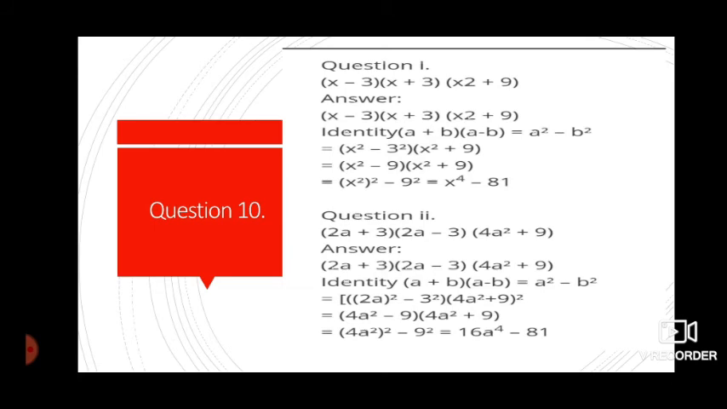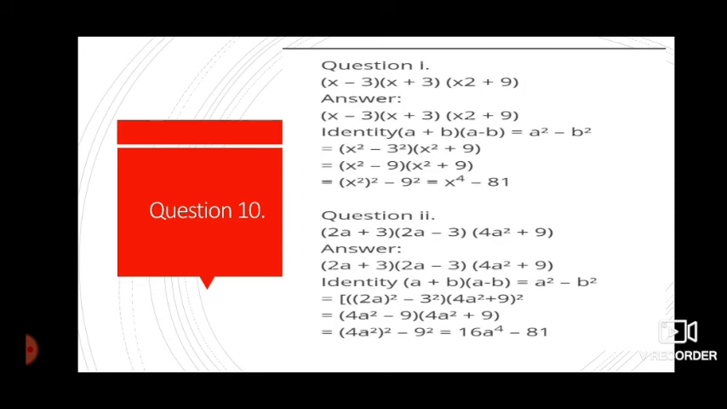Here a is x square, b is 9. So if we apply that again, a square means (x square) whole square minus b square. B is 9, so 9 square. Now (x square) whole square means x to the power 2 into 2, which is nothing but x to the power 4, minus 9 square. 9 into 9 is 81.